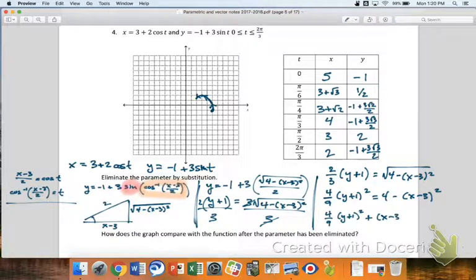So we get this into standard form by dividing by 4. So that once I divide everything through by 4, I would get y plus 1 squared over 9. Sorry, that's totally in a bad spot there. Plus x minus 3 squared over 4 equals 1. And it totally is an ellipse.